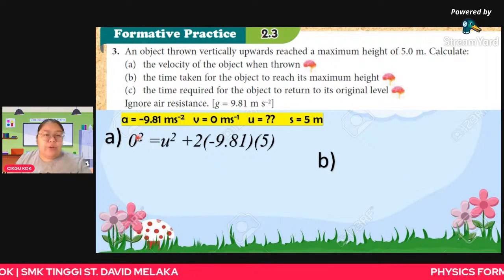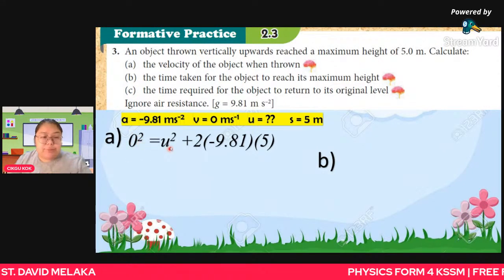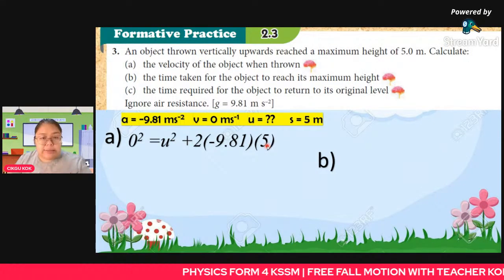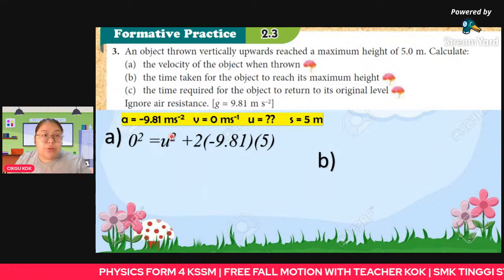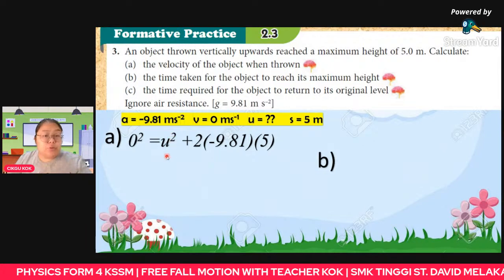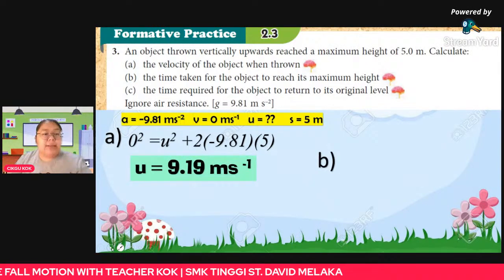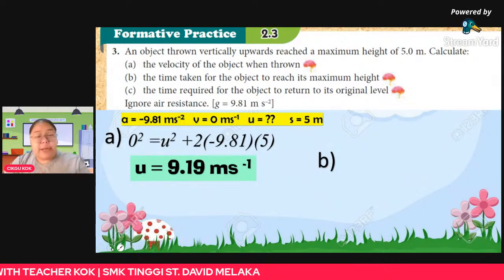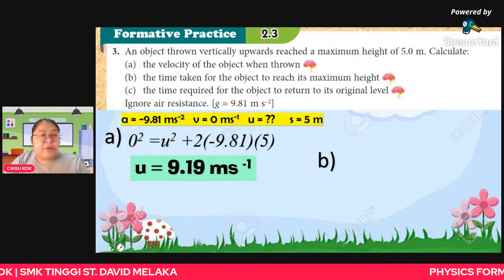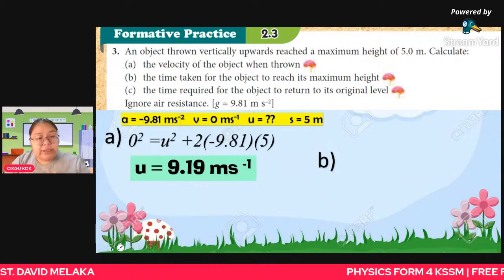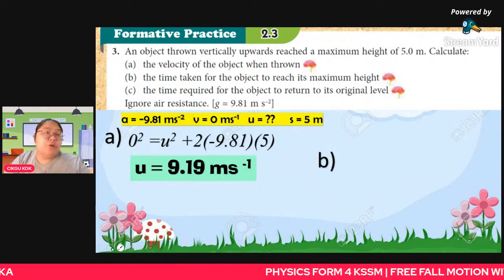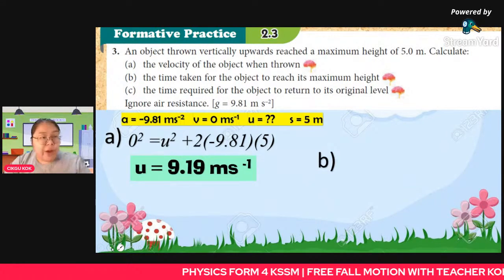V square is 0, so nothing. U square I do not know, then plus 2as. Now I need to find u. When you find u, remember to take the square root. Okay, I get 9.9 meters per second, about 10 meters per second for the initial velocity used to push the object up.